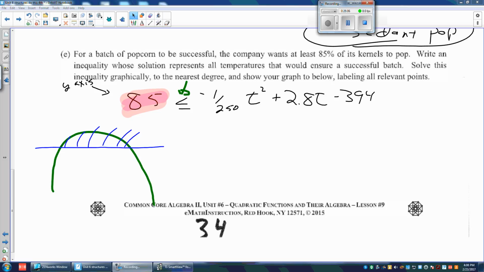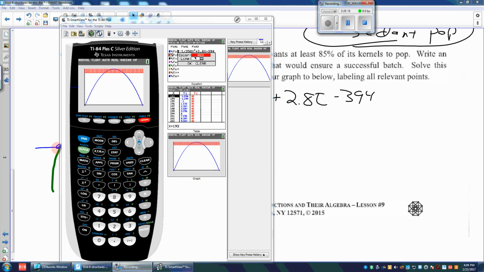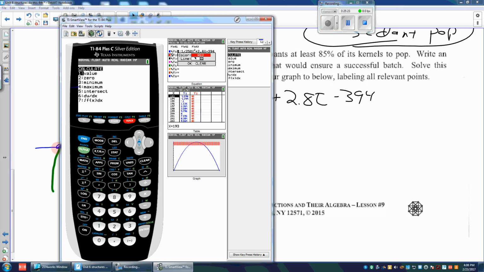There's a quick sketch of the graph. Now we want to find these 2 points right here. Find those 2 points. We can do that on the calculator. What do you mean? Well, we hit the second and we hit the calculate, and we will know where they intersect.